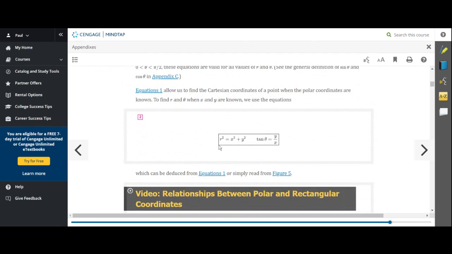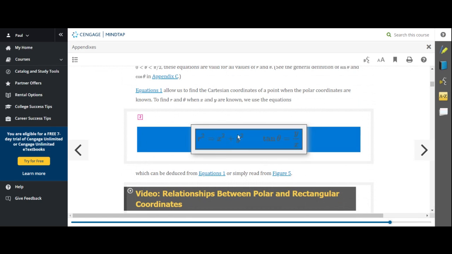And then of course you have these also, that r squared equals x squared plus y squared, and the tangent of theta is y over x. So these are just some basic trig knowledge. Are there any questions before I go to a few examples? Okay, then let me go ahead and do that.